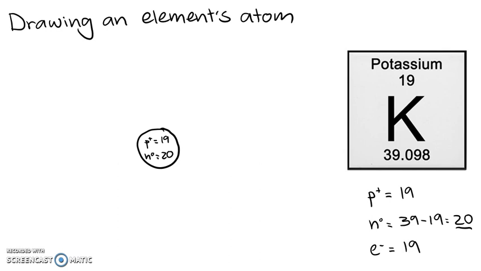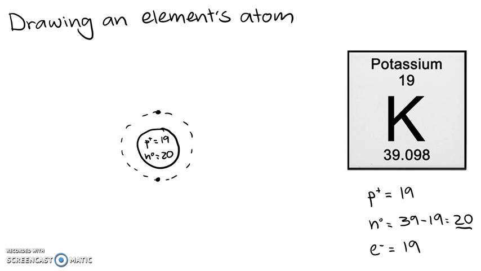Then you want to start adding electrons. Remember that electrons orbit around the nucleus in electron shells. But the problem is, each shell can hold a limited number of electrons. This first electron shell, the one closest to the nucleus, can only hold 2 electrons. And we'll draw our electrons as little dots.